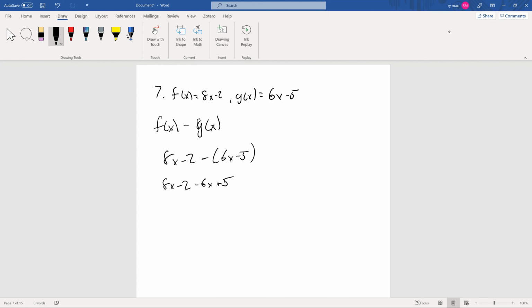So it would end up being 8x minus 2 minus 6x plus 5. So combining like terms, I like to circle, underline, square all my like terms. So I get 2x plus 3. And that is f of x minus g of x.